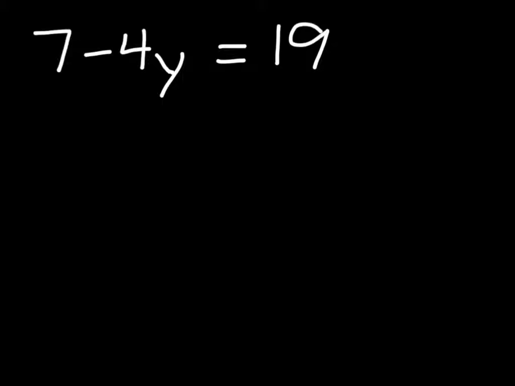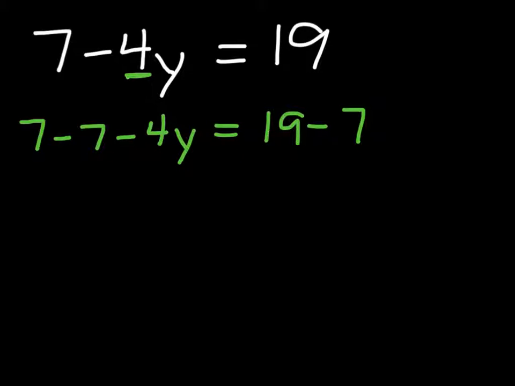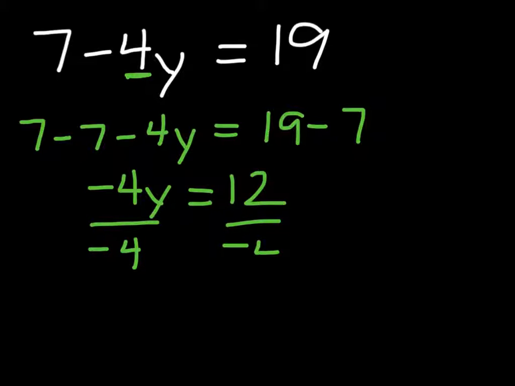Now let's solve a problem that uses a negative coefficient. Remember, our coefficient is the number before our variable. So we have 7 minus 4y equals 19. Let's proceed as we normally would. We'll start by subtracting 7 from each side. Let's simplify, which gives us -4y equals 12. Now we divide each side by -4, giving us an answer of -3.